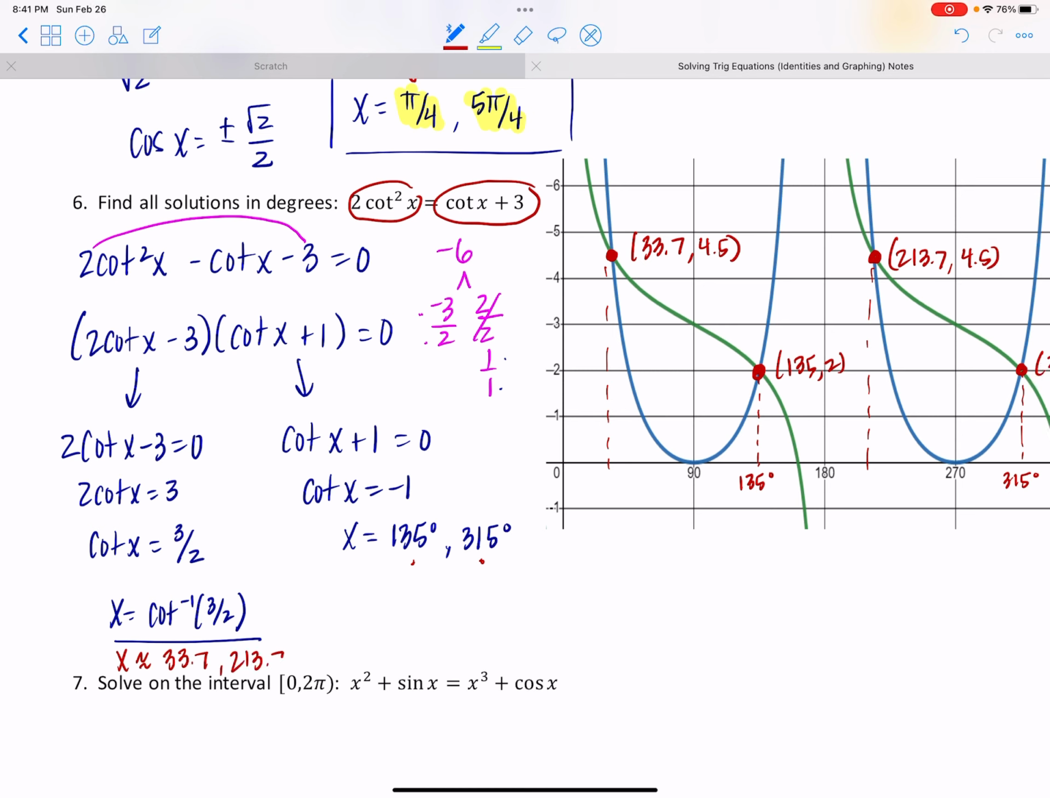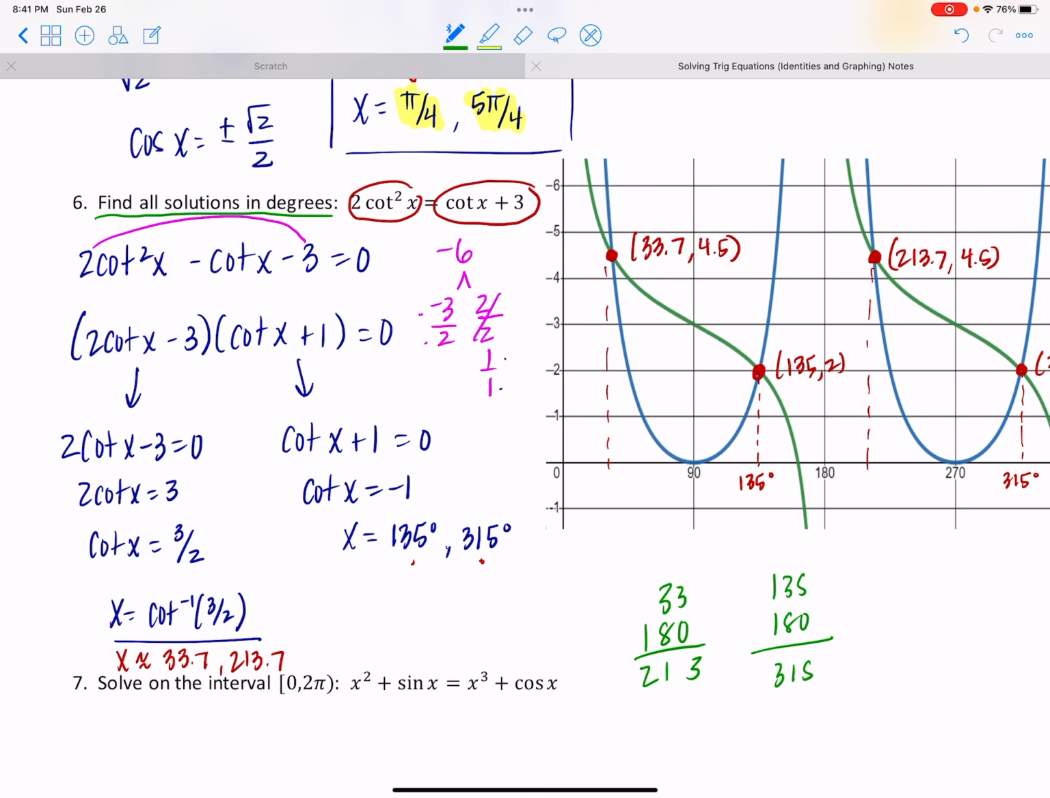Now, those 4 solutions are only the solutions from 0 to 2 pi. This one technically says to find all of the solutions in degrees. So how could we describe all of these solutions? Well, the solutions are 180 degrees apart. If I added 180 degrees to 33, that's 213. If I have 135 degrees and I add 180 to that, I'm going to end up with 315.